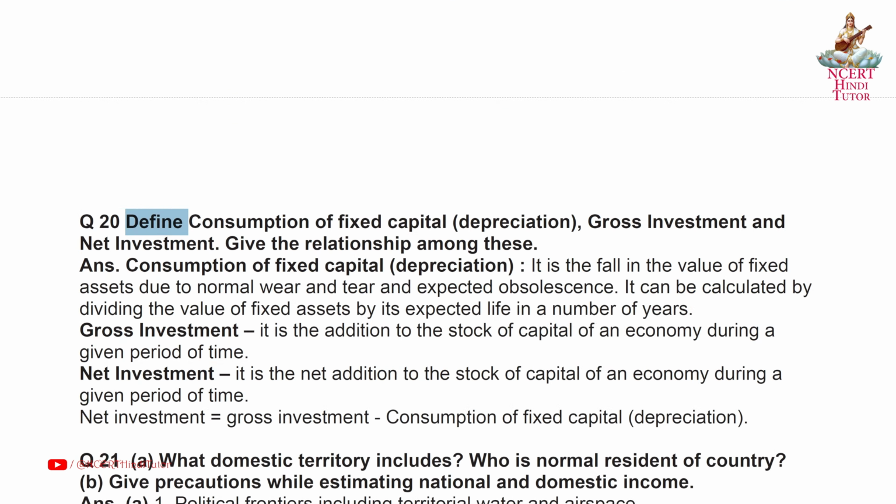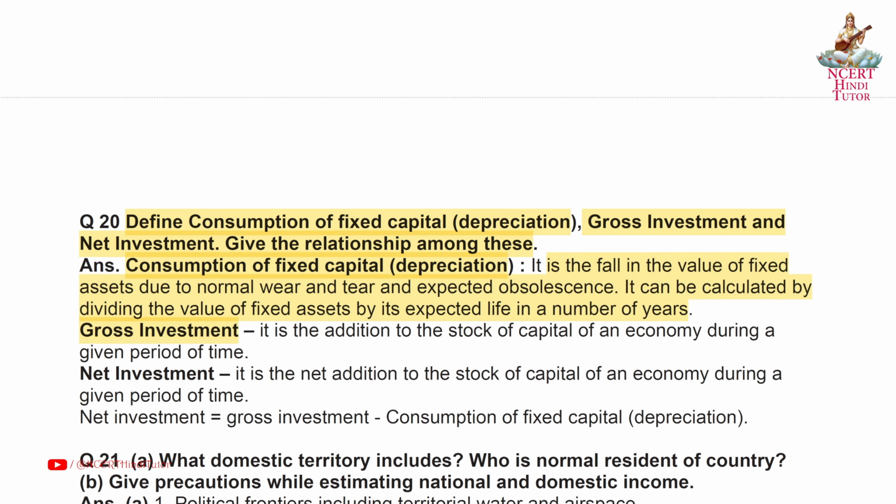Question 20. Define consumption of fixed capital, depreciation, gross investment and net investment. Give the relationship among these. Answer. Consumption of fixed capital, depreciation. It is the fall in the value of fixed assets due to normal wear and tear and expected obsolescence. It can be calculated by dividing the value of fixed assets by its expected life in number of years.